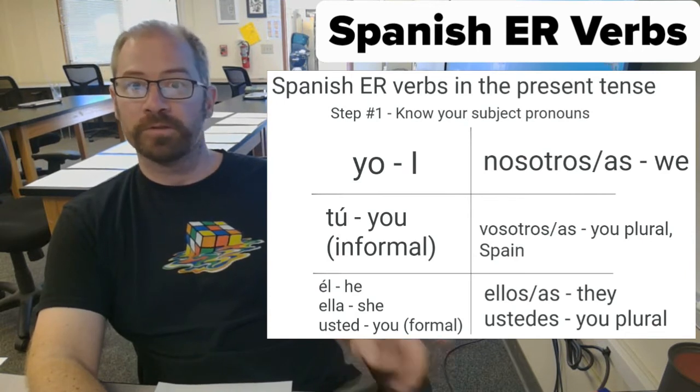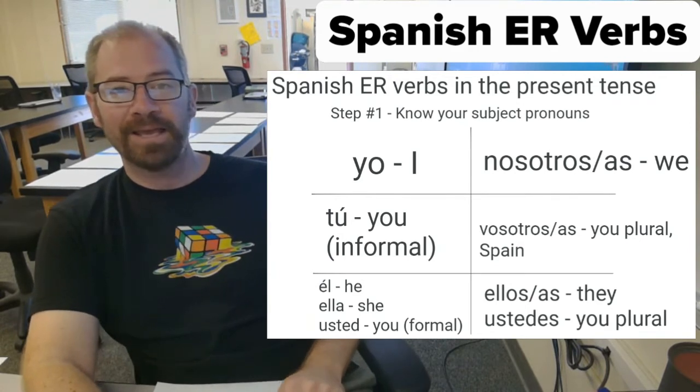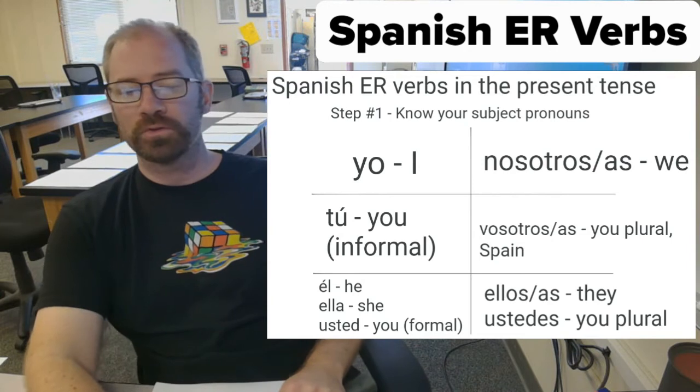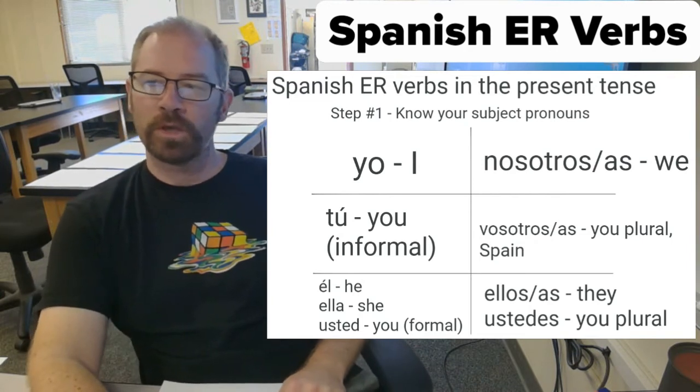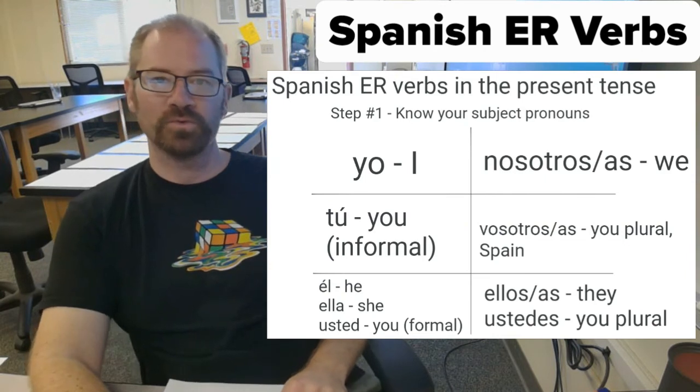So we've got, starting from the top left, yo, tú, él, ella, usted, nosotros, nosotras, vosotros, vosotras, ellos, ellas, ustedes.